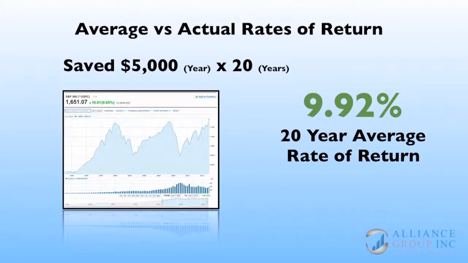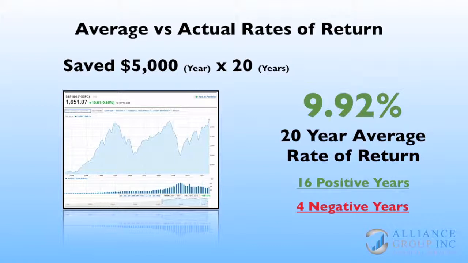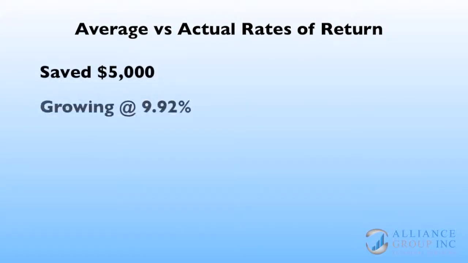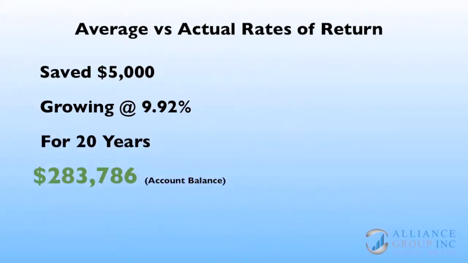During that 20-year time period, the S&P 500 stock index experienced 16 positive growth years and only 4 negative or losing years. Traditional financial planning calculations typically use average rates of return to project values into the future. So let's do the math and see how much money we should have in our retirement account at the end of those 20 years. $5,000 per year, growing at 9.92% interest for 20 years, would create an account balance of $283,786. But as you saw in our previous example, average isn't the same as actual.